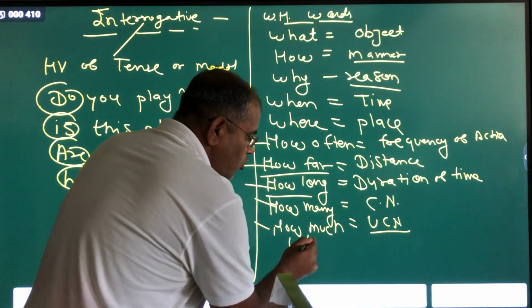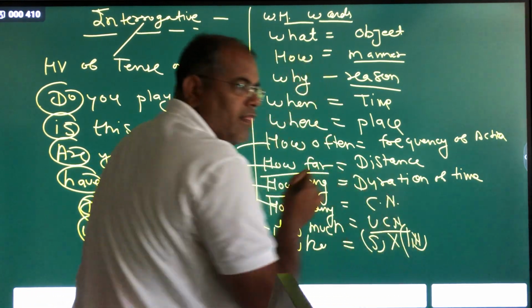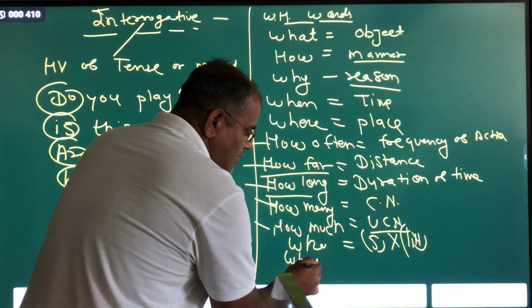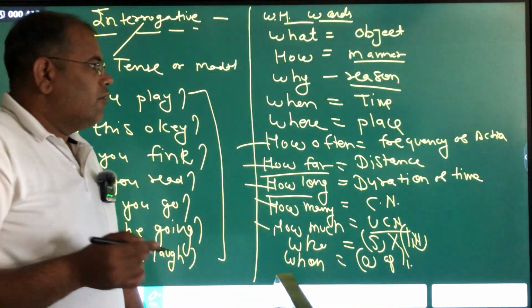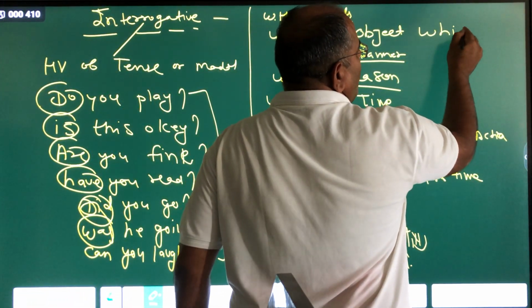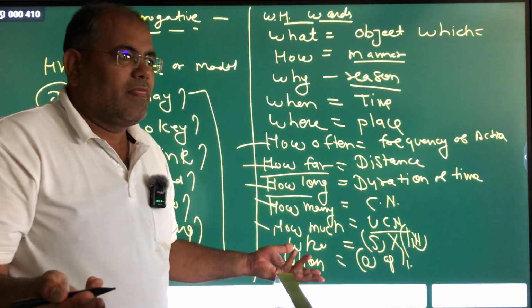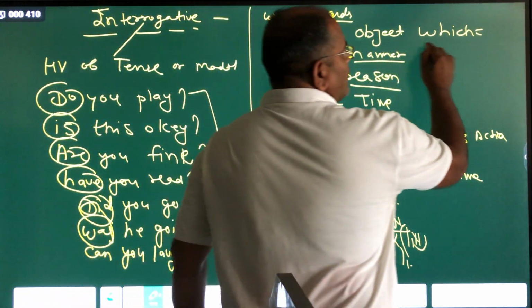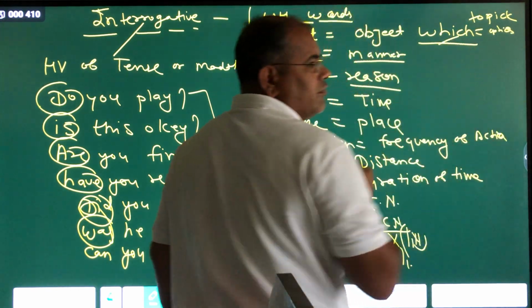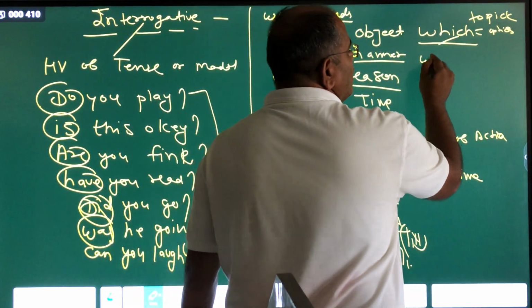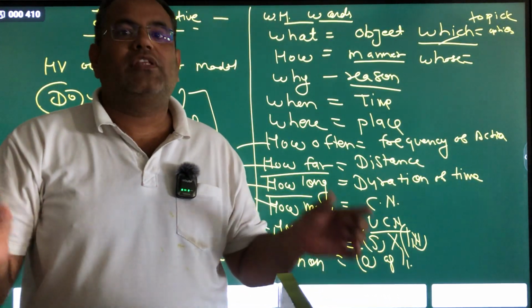For example, who. Who always asks about the subject, a living noun. Whom always asks about the object as a living noun. Is that clear? For example, which always asks about a specific person or specific thing given from the data. With options, to pick or choose an option, we can use which. For example, whose. Whose is used to ask about ownership and belonging, with the noun of the owner.